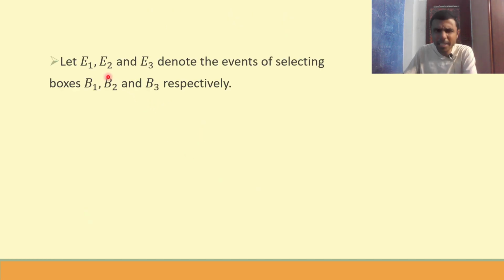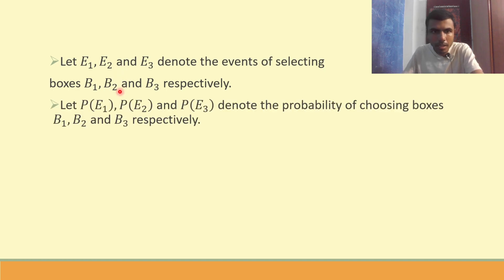Let E1, E2, E3 denote the events of selecting boxes B1, B2, B3. Now P of E1, P of E2, P of E3 denote the probability of choosing boxes B1, B2, B3. This is something I already explained before, but it's just the naming. This is an example question from the textbook, so I'm using the same words that are used in the textbook. Now P of E1 is going to be 2 by 6.